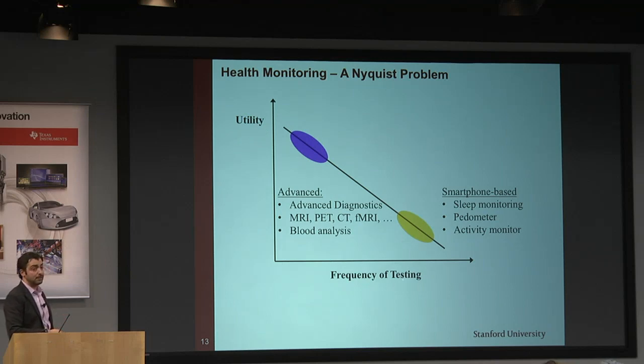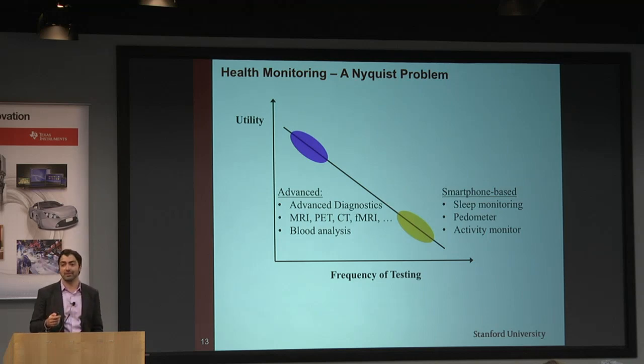So today we either have these advanced diagnostic tools, MR, PET, CT, and blood analysis, and so forth, done very infrequently, or we have something that's done much more frequently, but the parameters are not as rich, not as relevant. You look at all the variables, sleep monitoring parameters, activity monitors, and so forth, heart rate monitoring. These are not giving you the type of resolution you're interested in terms of quality.